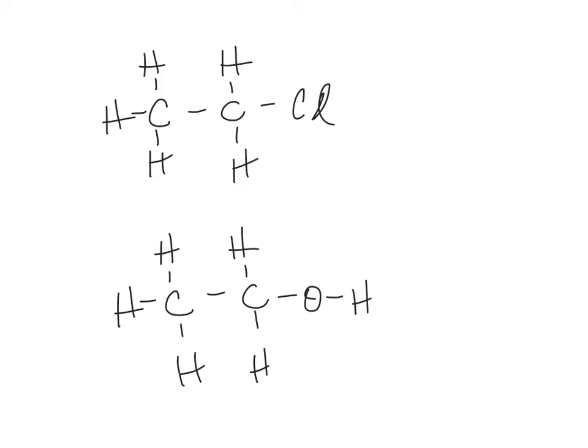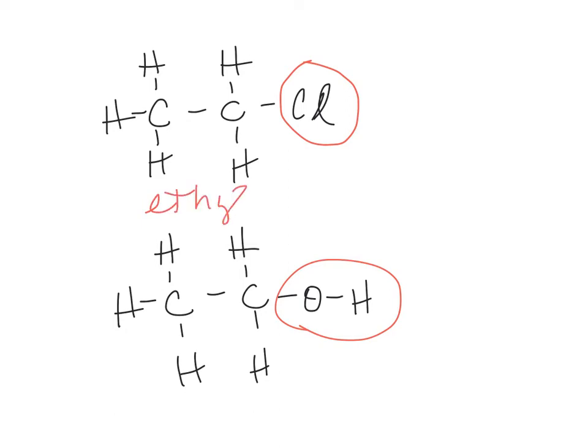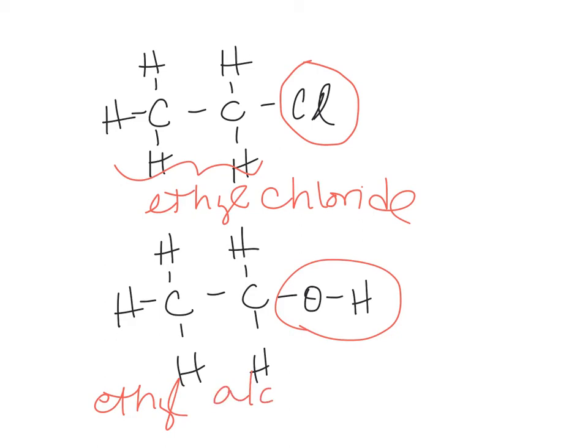I drew out the structure for the next two you're comparing, and the only difference is the group on the end. There's a chloride on the end of the top one and an OH on the bottom one. Not that you need to know these names, but once you get into organic chemistry, the top one will be called ethyl chloride, with an ethyl group, and the bottom one will be called ethyl alcohol. Ethyl alcohol is the stuff that's mixed with water to make alcoholic drinks.